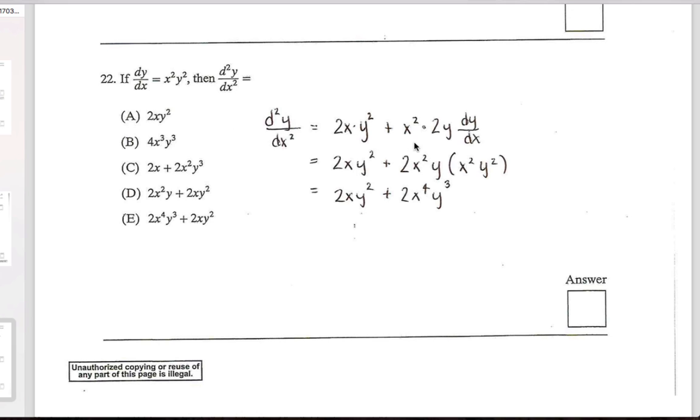Derivative of the first times the second plus the first times the derivative of the second. The derivative of the second, the derivative of y squared, is 2y, y prime. So what is that y prime? We know the y prime is x squared, y squared. So you would substitute that x squared, y squared in for the dy dx.